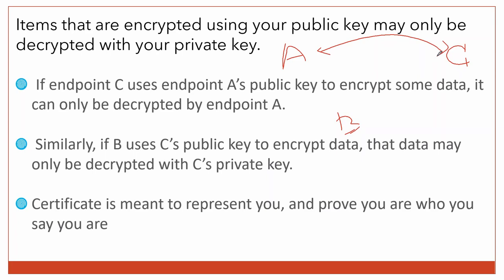So suppose he is using the public key of A, that means it will be decrypted only by endpoint A, correct? Likewise, B uses the public key of C, so P of C, that means that it will be decrypted with the C private key. Correct, and that's the way that things are working.